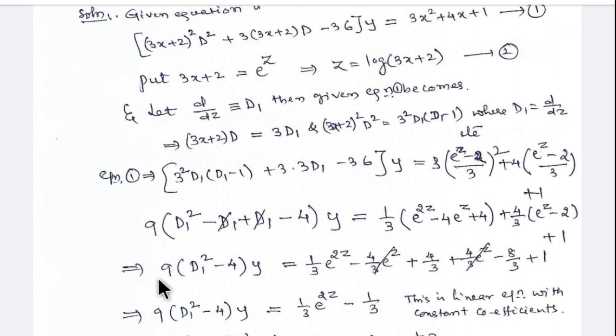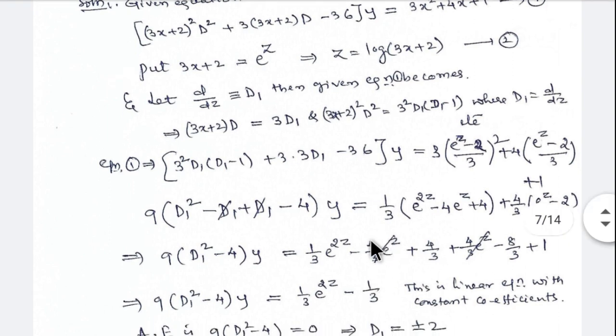This implies 9 into (D1² − 4) y equal to 1 by 3 e^(2z) − 4 by 3 e^z, multiply inside, plus 4 by 3 e^z, here you remove this bracket, minus 8 by 3 plus 1. So plus 4 by 3 e^z and minus 4 by 3 e^z get cancelled. Finally you get 9 into (D1² − 4) y equal to 1 by 3 e^(2z) − 1 by 3.